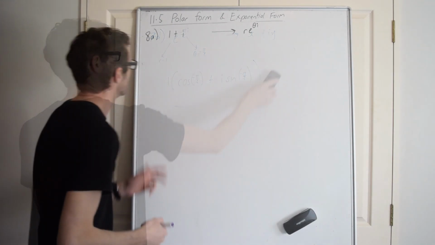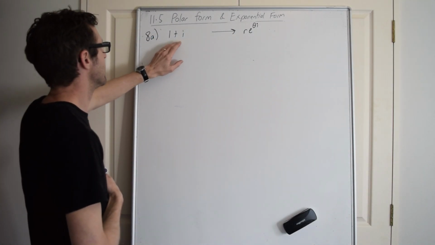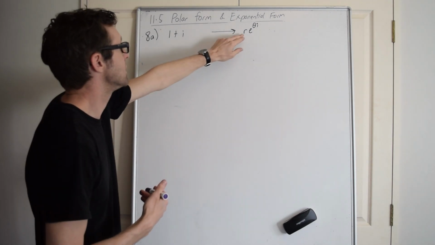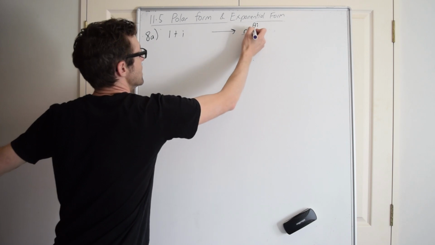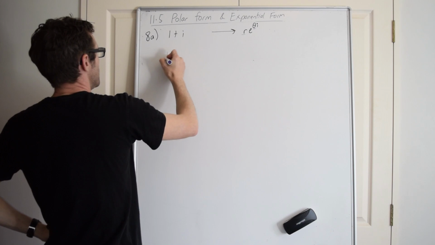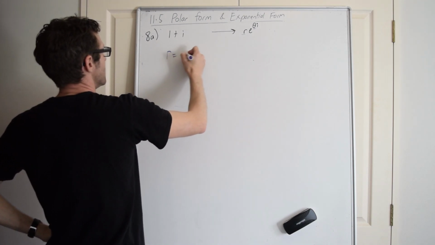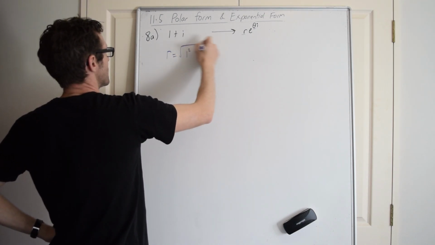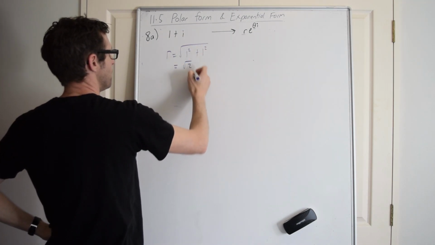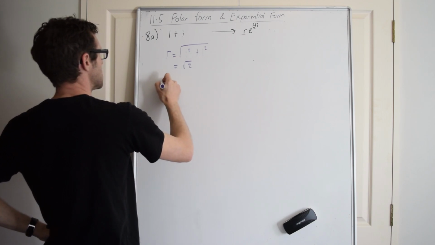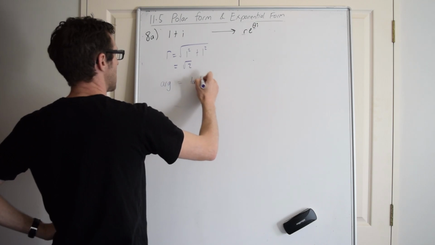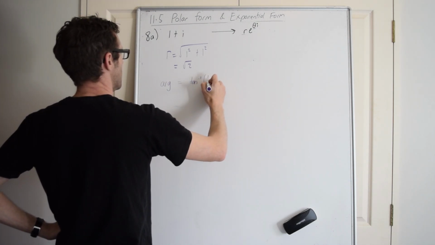Alright, so for number 8, we're converting this, which is in Cartesian form, into exponential form. So obviously we need to find r, and we need to find the argument theta. For the modulus, or r, we know that it's equal to the square root of 1 squared plus the coefficient of i, which is also 1, and that gives us square root 2. And to find the argument, we are dealing with the inverse tan of 1 over 1.